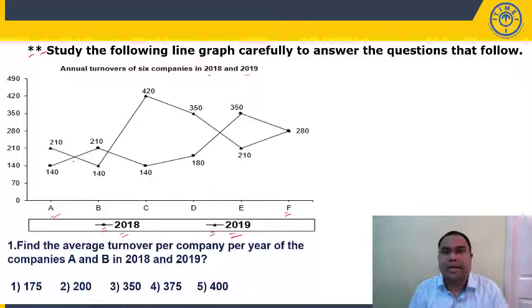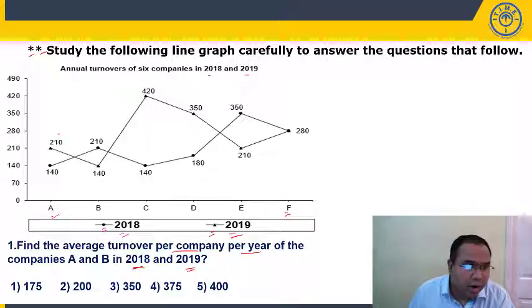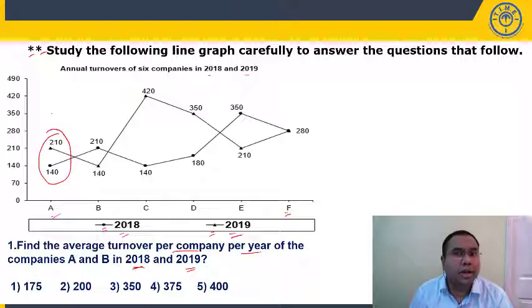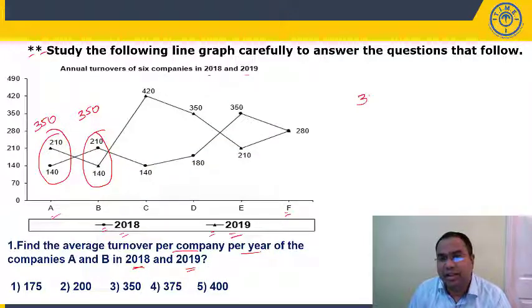Okay students, let us take up question number 1. Find the average turnover per company per year of the companies A and B in 2018 and 2019. So 2018 and 2019 together, we need to find the average turnover of companies A and B. Now observe here, what is the total turnover of A in 2018 and 19 together? 350. And the total turnover of B? 350. Right? In 2018 and 19 together, it is 350. So the average turnover, if A's total is 350 and B's total is 350, should also be 350. It is present in the third option.